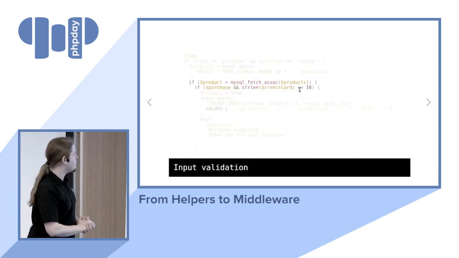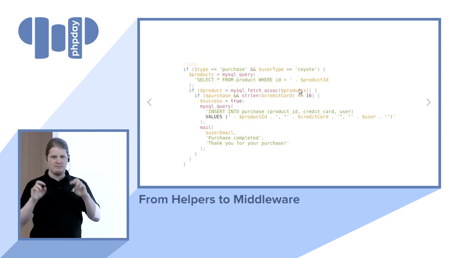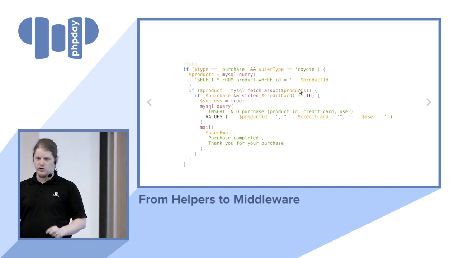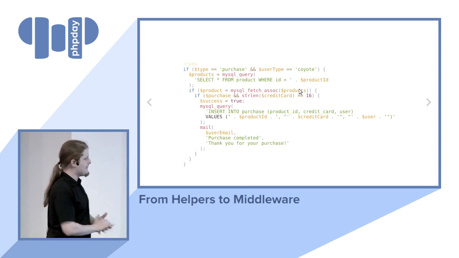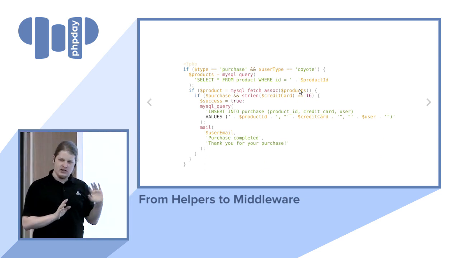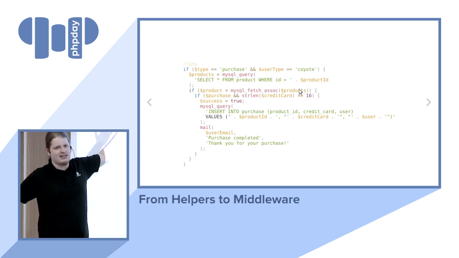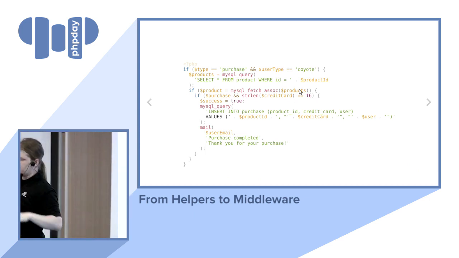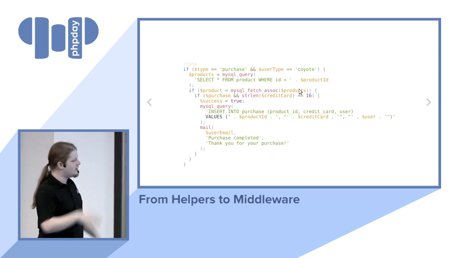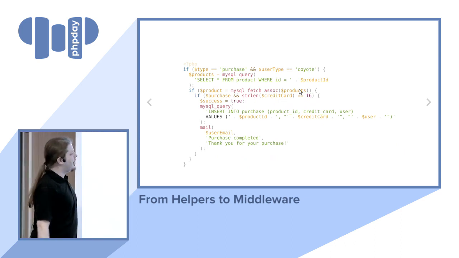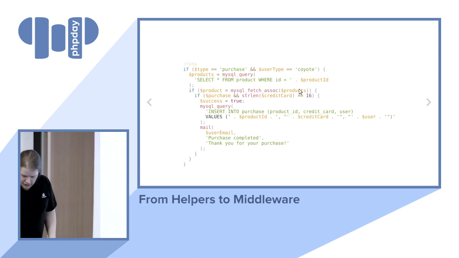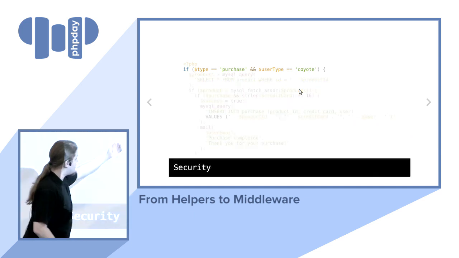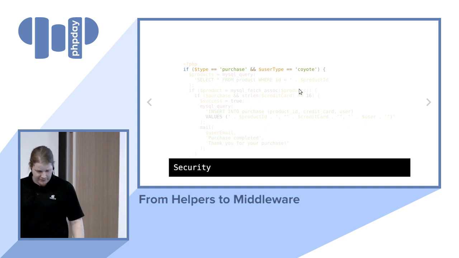So we have a script. This is our business logic. And by the way, as ugly as it is, this is still nicer than what we were doing, okay? Because I'm still splitting things, whereas before it was just like a massive PHP script with everything in it. JavaScript, PHP, MySQL, everything in one script. And obviously nicely interpolated. So first of all, if the type is purchase and the user type is Coyote, that's our security layer.